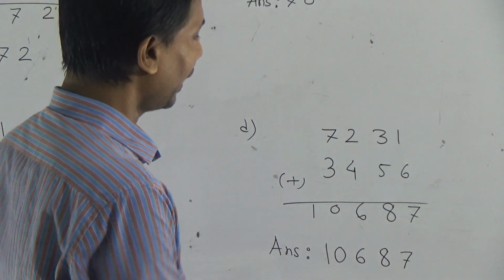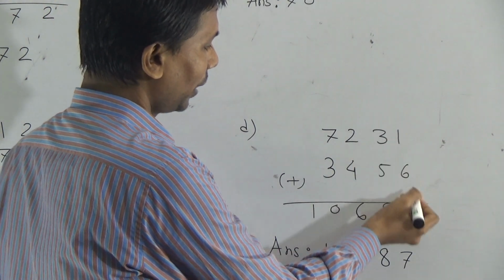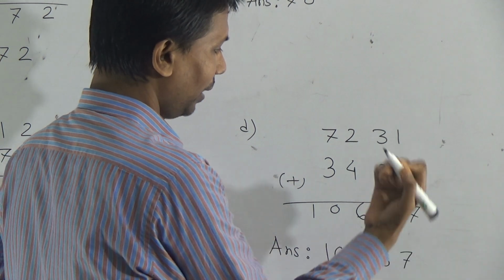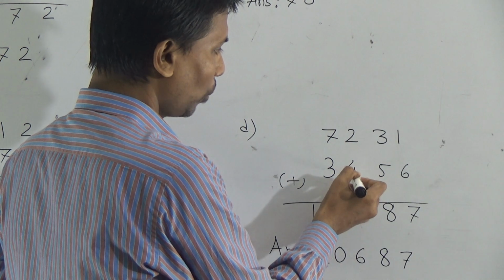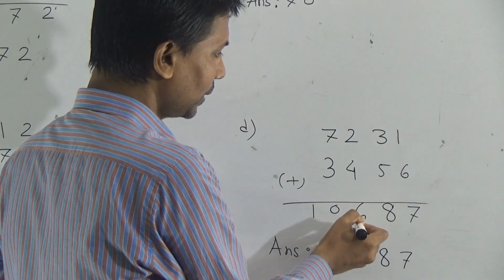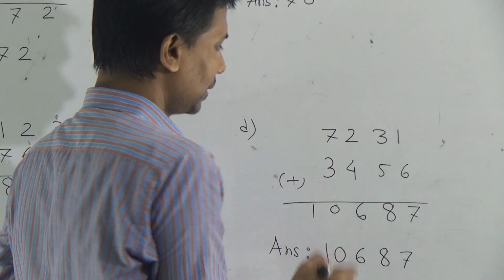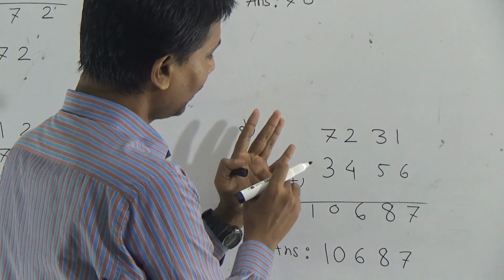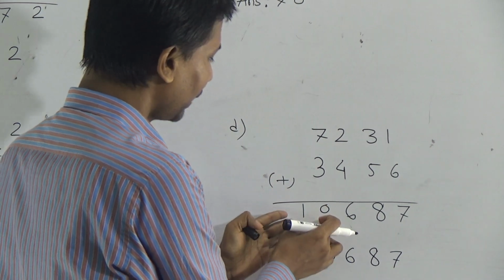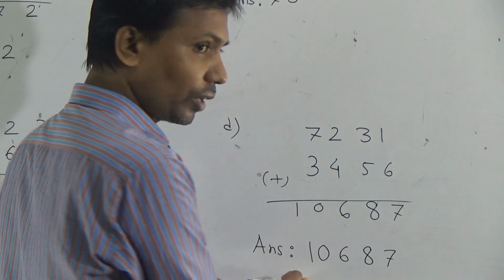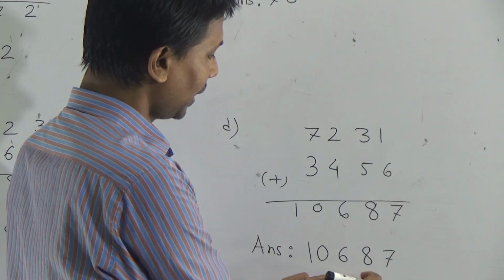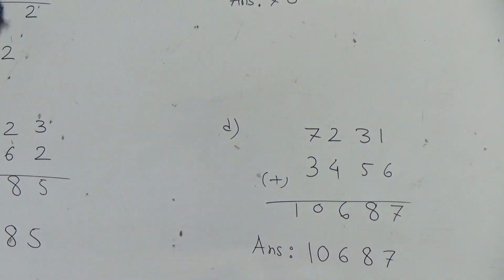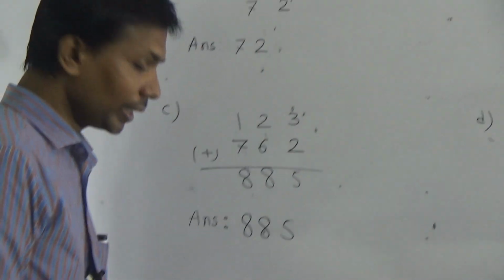I repeat again. 6 plus 1 equals 7. Write 7 here. 5 plus 3 is equal to 8. 4 plus 2 is equal to 6. And 7 plus 3: 7, 8, 9, 10. Write 10 here. Don't forget to write the answer. Write the answer 10687.